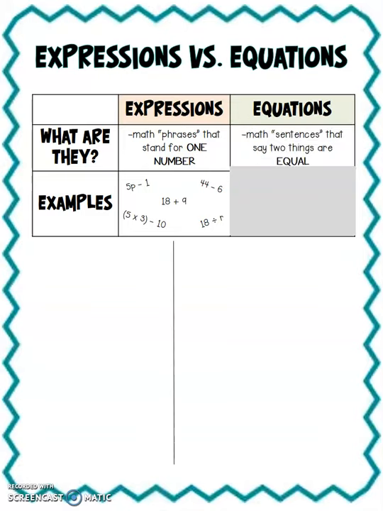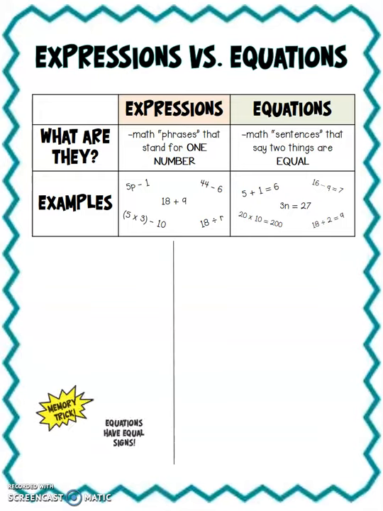An equation is a math sentence that says two things are equal. So an equation is a little bit different because you will actually have an equal sign. For example, 5 plus 1 equals 6, or 3n equals 27. These math directions are a little bit longer because they're showing that both the left and the right of the equal sign have the same value.